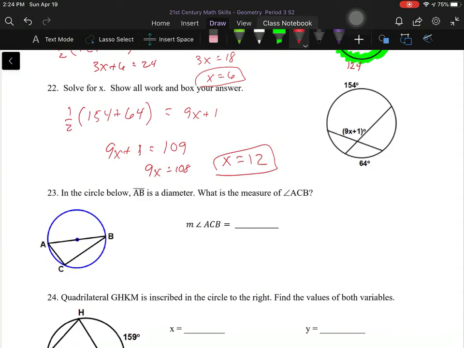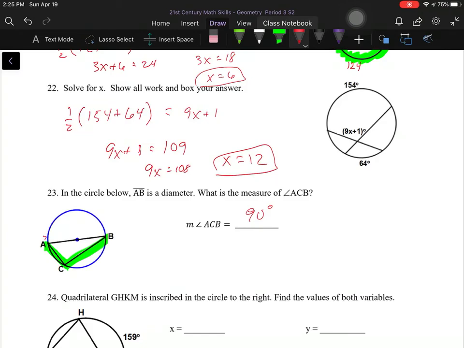Okay, 23 is a very specific problem from the notes. Anytime you have an inscribed angle, so in this case the angle that's located at C, intercepting half of the circle, so in other words, the pieces of the angle end at the diameter, we know that that answer is going to be 90 degrees.